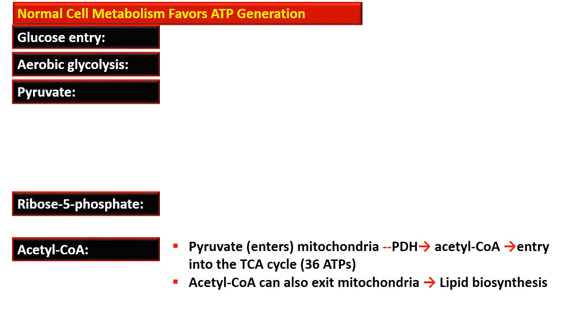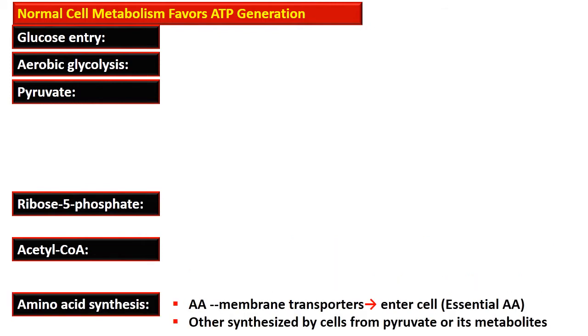Acetyl-CoA is formed from the pyruvate, which when enters into the mitochondria by the action of pyruvate dehydrogenase it is converted into acetyl-CoA, and entry into the Krebs cycle it yields 36 ATPs. Acetyl-CoA can also exit mitochondria and responsible for lipid biosynthesis.